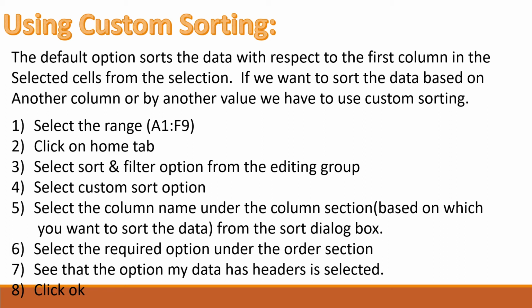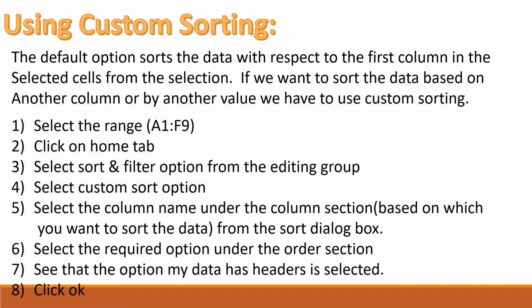First 3-4 steps are same, that is select the range. Second step, click on Home tab. Third one, select Sort and Filter option from the editing group. These three steps are common for default sorting and for custom sorting. Now our fourth step is we have to select the option Custom Sort. So select the Custom Sort option, then a dialog box appears which is called a Sort dialog box.